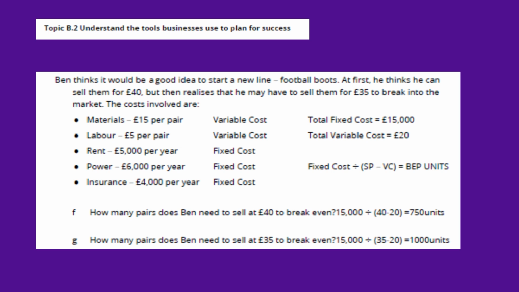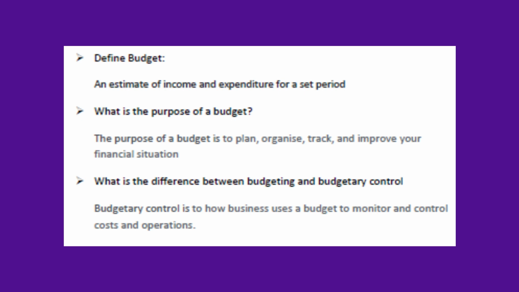So moving on to a couple of other questions, we're looking at how we would define a budget. A budget is an estimate of income and expenditure for a set period, and it's integral to any business that is successful. So what is the purpose of that budget? Why does it help to make a business successful?